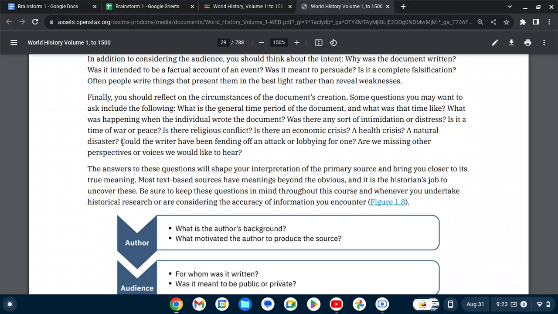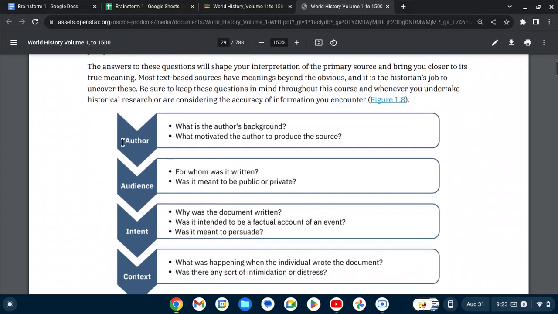Some questions you may want to ask include the following: what is the general time period of the document? And what was that time like? What was happening when the individual wrote the document? Was there any sort of intimidation or distress? Is it a time of war or peace? Is there religious conflict? Is there an economic crisis, a health crisis, a natural disaster? Could the writer have been fending off an attack or lobbying for one? Are we missing other perspectives or voices we would like to hear?